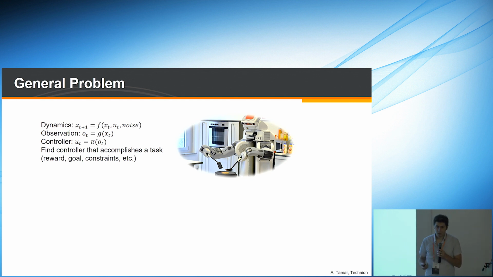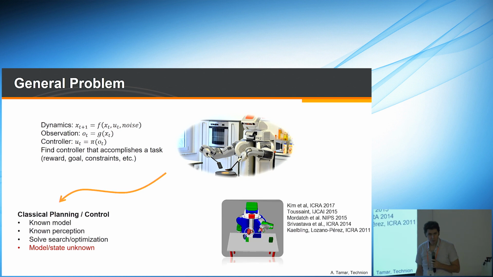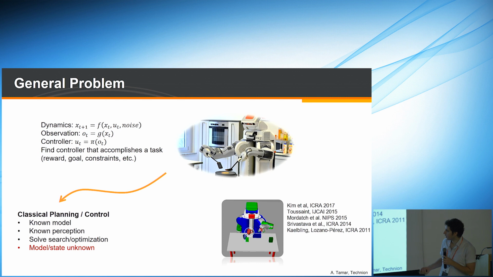Most of the previous work tried to model the world as some kind of controlled dynamical system. The robot can take actions, it affects the state of the world. The robot can perceive its environment, take observations, and it needs to select actions based on its observation to achieve some goal. So a goal could be, for example, a reward function, or some constraints that have to be met, or things like that. And most of the work on this topic has been under a setting that I'll call classical planning and control.